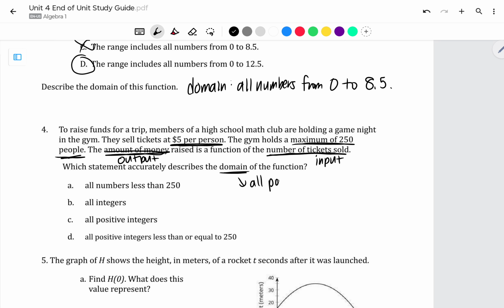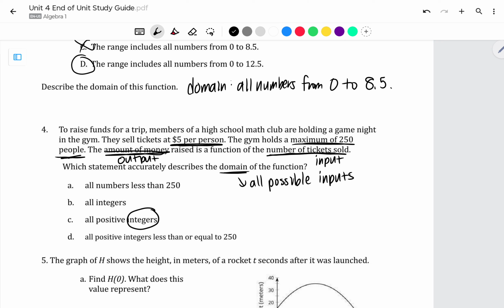All possible inputs of the function, right? So again, input is the number of tickets sold. How many people can they sell tickets to? A maximum of 250. And the domain, remember, it's people. We're talking about people. So you can't have 3.5 tickets. You've got to have 1, 2, 3. So it's all positive integers, right?